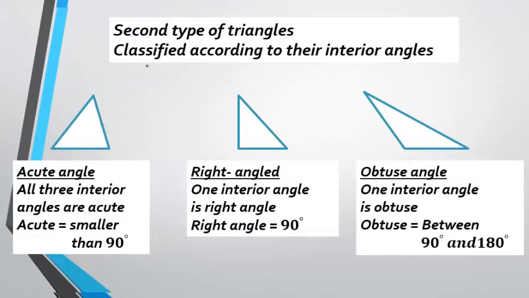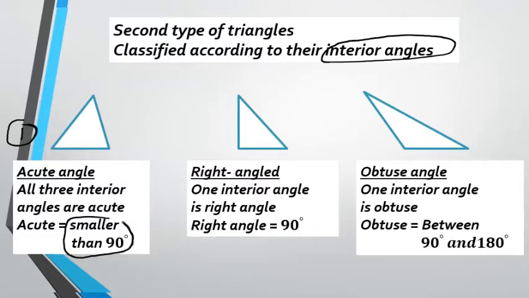Now for the second group of triangles, you can see they are classified according to their interior angles. The first kind I would like to look at is the acute triangle or the acute angles. First of all, we have to know that acute means smaller than 90 degrees.